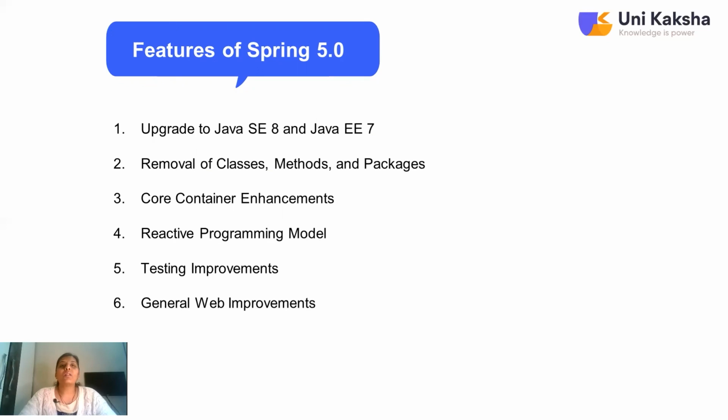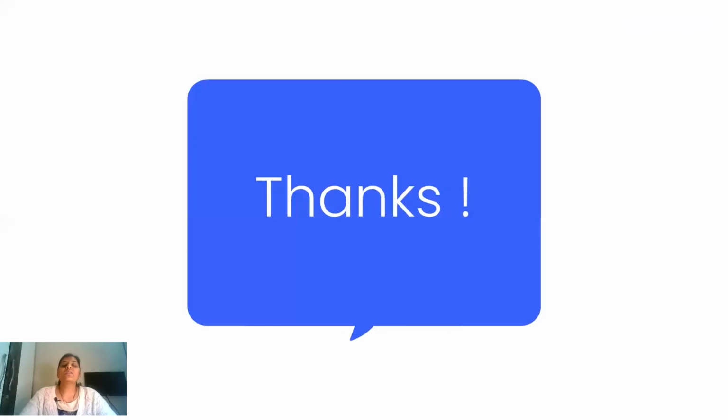So these were all the features of Spring 5.0. It is considered the latest version of your Spring framework. The first version was released in 2003, and then in September 2021, 5.3 was released. So these were all about the very basic and important things about the Spring framework.